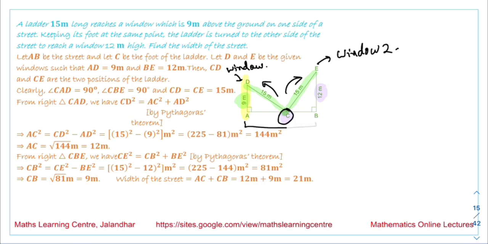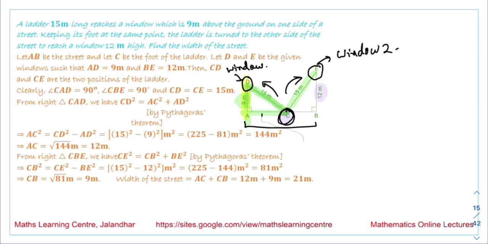This is A, B is the street. The ladder is kept at the point C. It is moving, it has reached the point D. When we have shifted to the other side, it has reached the point E. So we have two triangles over here. First we are talking about the triangle ACD.